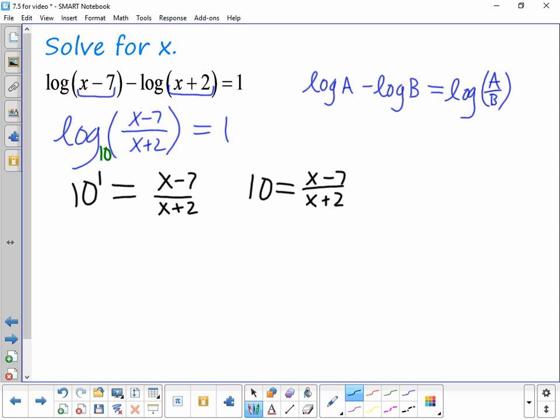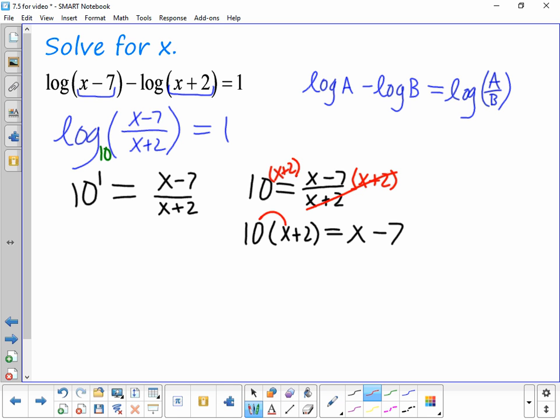Right now we have an equation that is, at least in part, a fraction, so it's technically a rational equation. Anytime you have a fraction in an equation and you don't want to have a fraction, one thing to try is multiplying both sides of the equation by the denominator. So if we multiply by x plus 2 on both sides, we end up with the equation 10 times x plus 2 is equal to, and on this side, those x plus 2's reduce, so we're left with just the x minus 7.